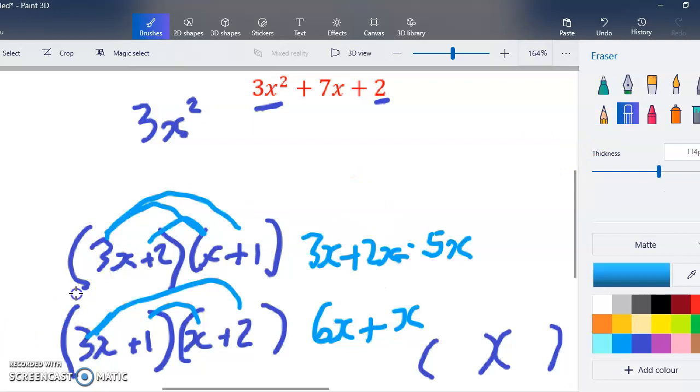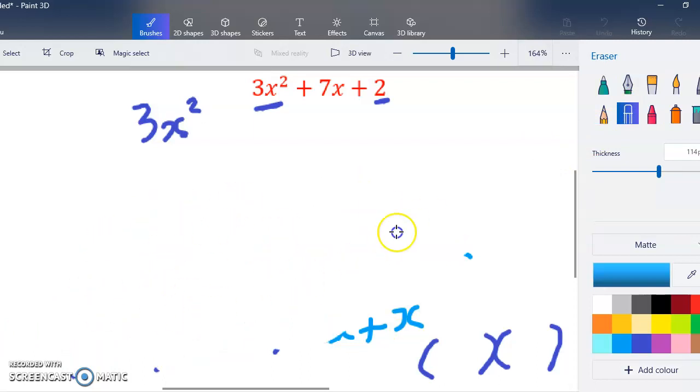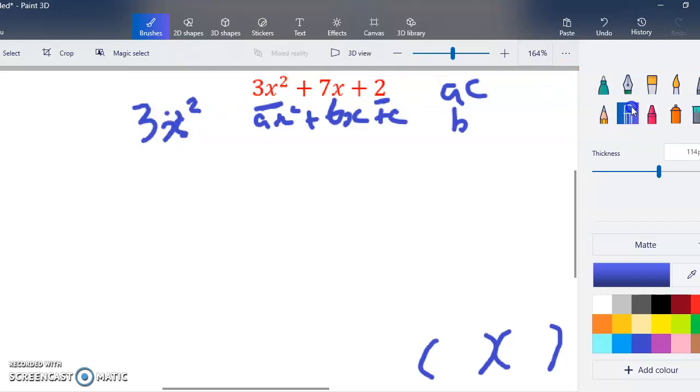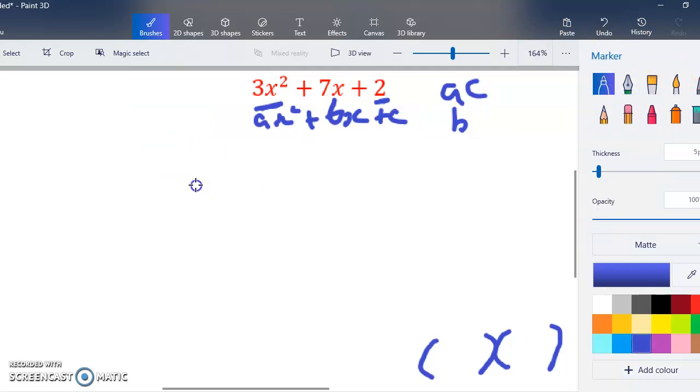However, I don't want to trial and error every single one, especially under exam pressure. So we're going to go for a system that works every single time. Now, I call it the AC method. A lot of people use different words, but I think of it as A, C, and B. Now, remember, this quadratic here could be considered as ax squared plus bx plus c. So we're going to find two numbers that multiply to make AC and add to make B.